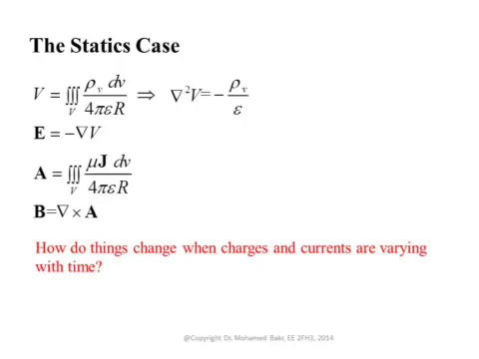Now the question is how to move these calculations that we did in the statics case to the dynamics case, where the volumetric charge density is varying with time, where the current J is not steady, it's varying with time. So now we'll try to solve for the magnetic vector potential and for the electric scalar potential when the charges and the currents are time varying.